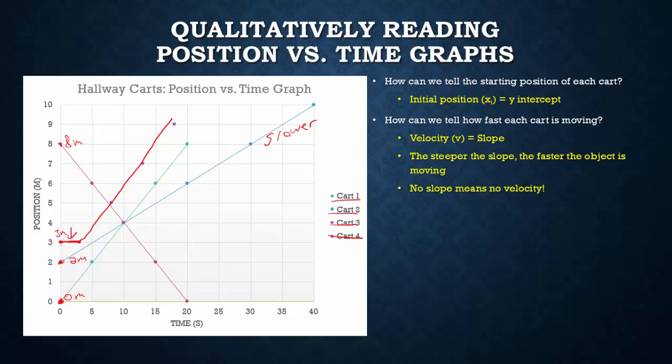Also, keep in mind that if you do not have a slope, then that means that cart must be moving at a speed of 0 meters per second. It's not covering any change in position over the amount of time that is going by.